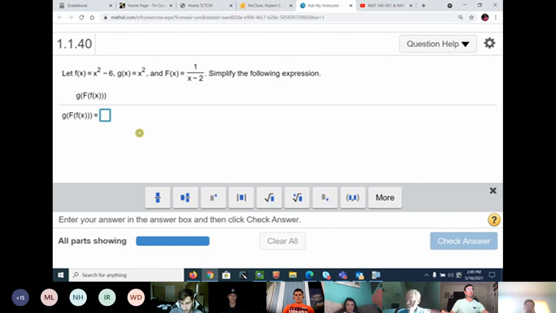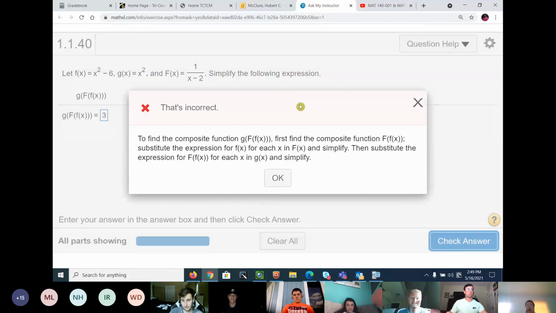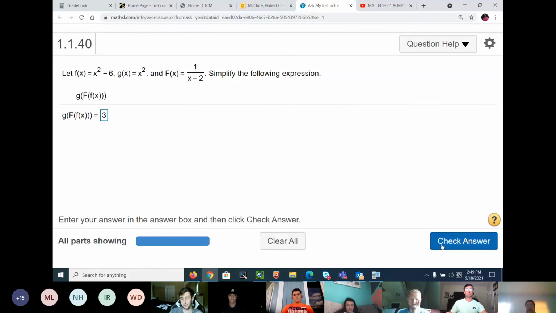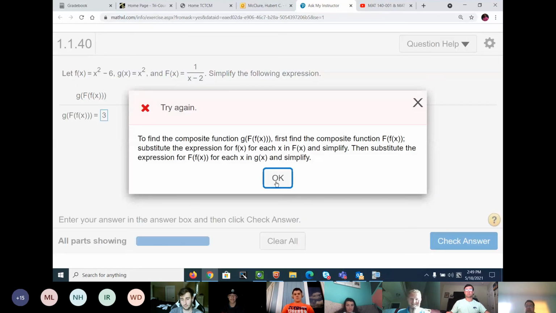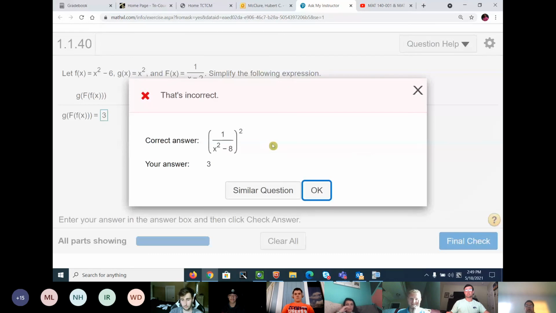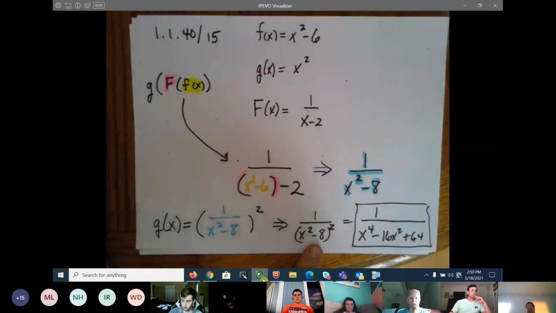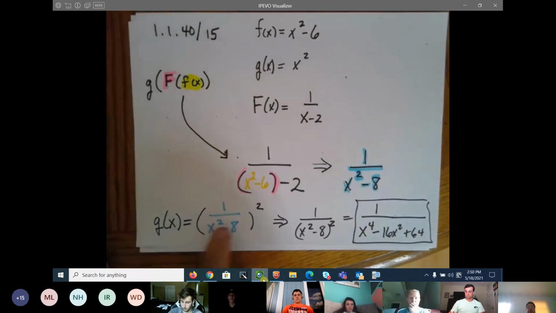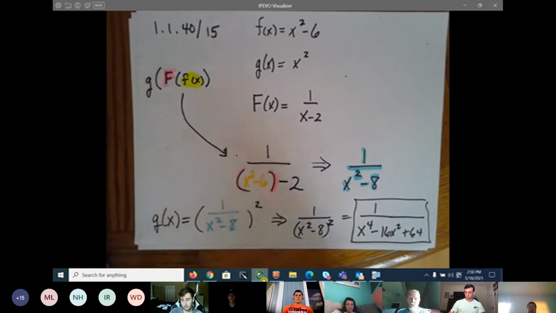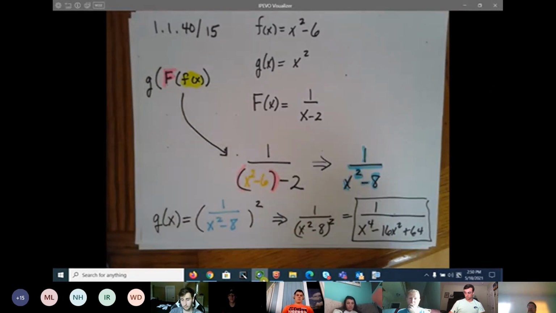I'm just going to type in a 3. I'm not typing all that in. I've already got my degrees. I'm just going to be lazy. 1 over x squared minus 8 to the 2nd power. Okay, same thing. That's the same thing right there. Same thing as this right here. There's the whole thing right there. Either one of these answers is correct.